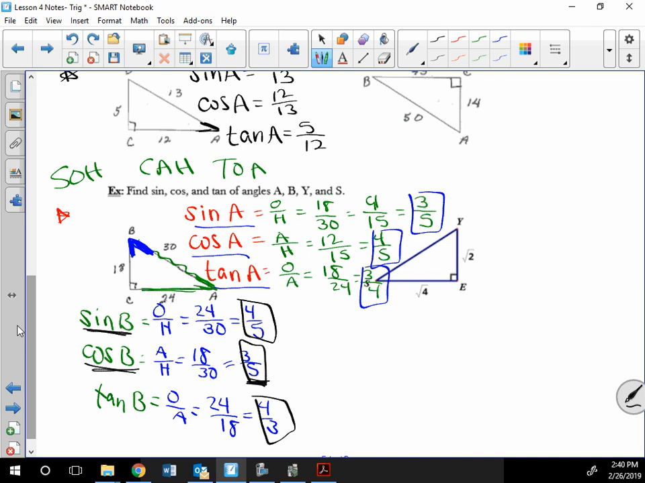Now, it's not often I'm going to be making you find the set of ratios for both angles. It's not often going to make you do all 6 here. But it's just something interesting to note. You'll notice something with that in our chart too.